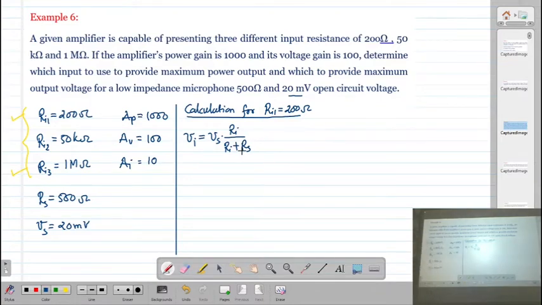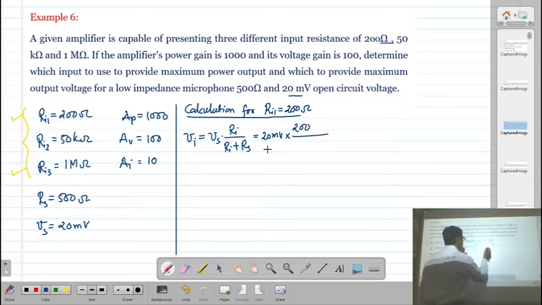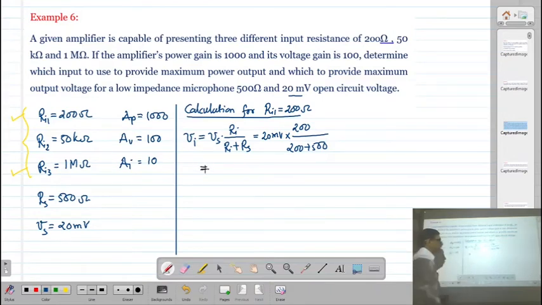Correct? So, what is my source voltage? Source voltage is 20 millivolt. What is my input resistance? I am taking input resistance of 200 ohm. Then divided by Ri plus Rs. So the Rs is 500. So 200 plus 500. And you can calculate this value. So this input voltage will come out to be 5.7 millivolt.